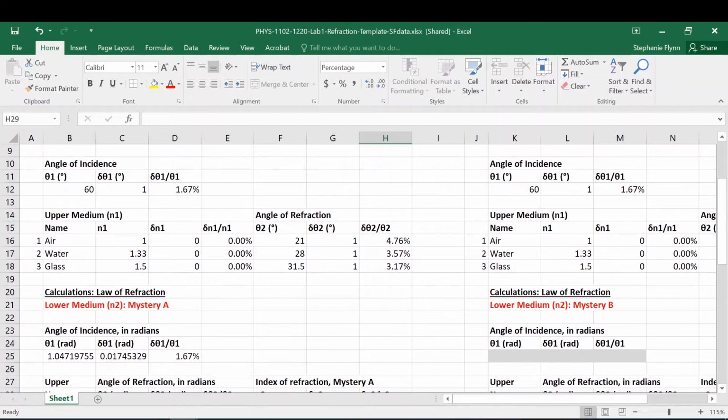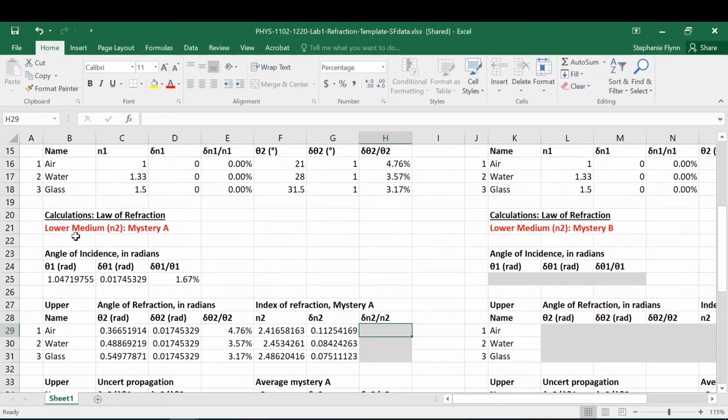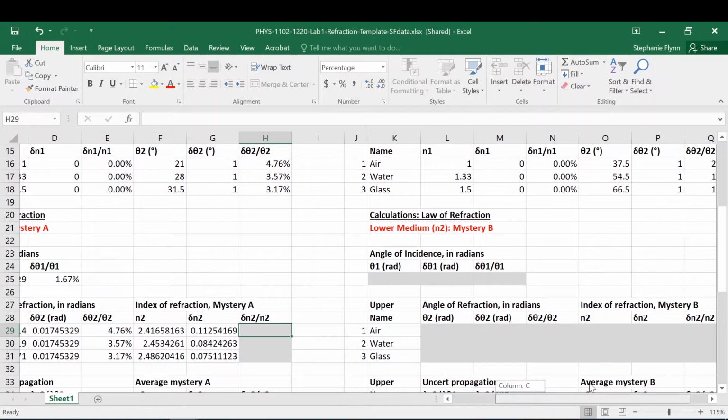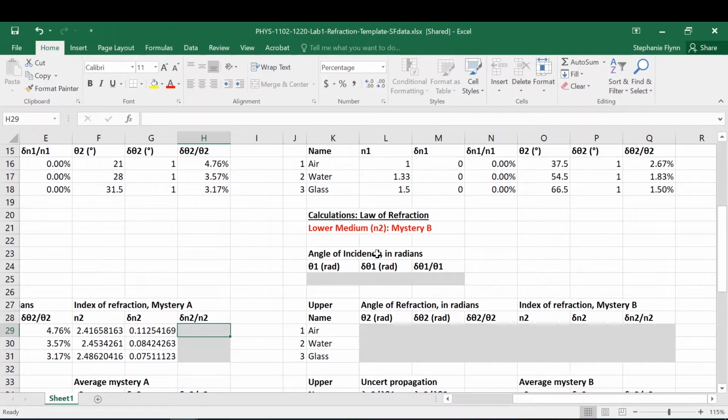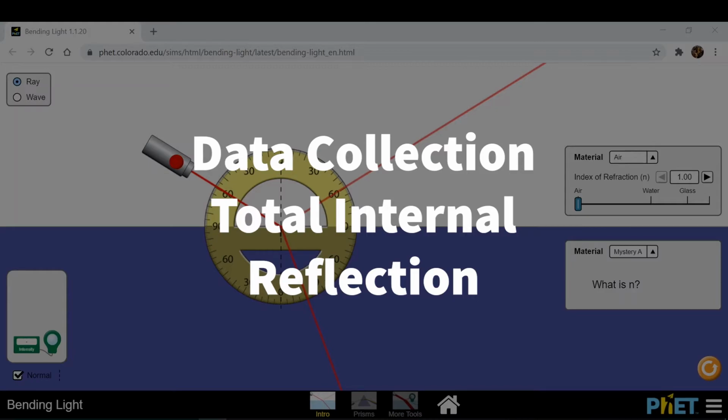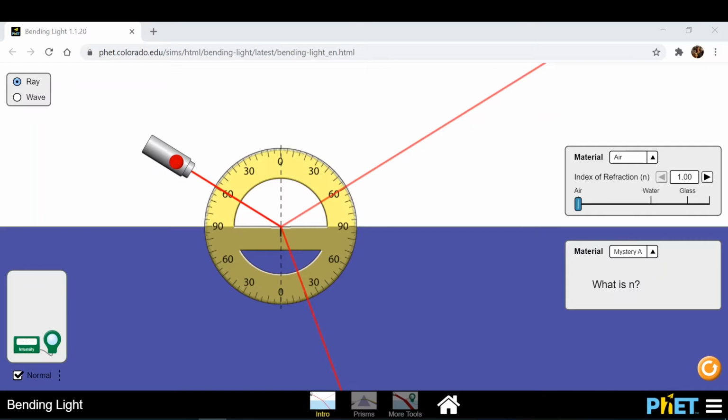And then once you've finished your calculations for mystery A, you can head on over to mystery B, and you can repeat the same calculations. In the second part of our experiment, we want to use something called total internal reflection and the measurement of the critical angle to do a calculation for our index of refraction of both mystery A and mystery B.